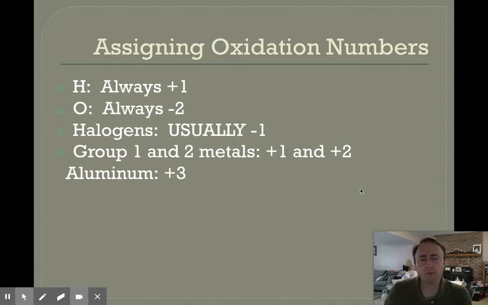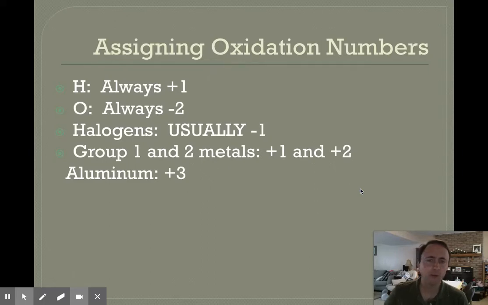We have a couple other rules. Hydrogen is always going to be +1. Oxygen will always be -2, except for peroxides, like the hydrogen peroxide you'll find in your cabinet at home. Then oxygen is -1, but for us, oxygen will always be -2. Halogens, like your chlorines and fluorines and bromines, are usually going to be -1. The only catch is if they are with a more electronegative element, such as oxygen. Sometimes the halogens are a little different, but the halogens are usually -1. And the group 1 and 2 metals are +1 and +2 respectively.